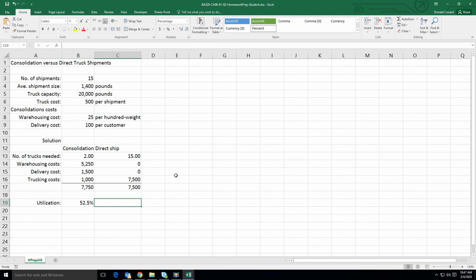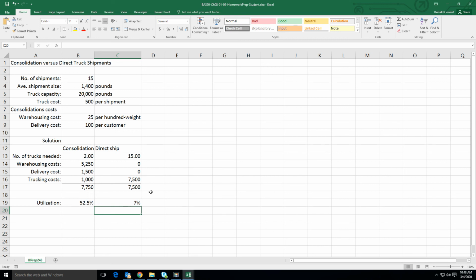For utilization in direct shipping, it's a little easier. We're just going to take the total pounds for each shipment, because we're just taking each shipment as it comes in and shipping it out. Place that over the truck capacity. We're using a different truck for every shipment. That gives us our 7% capacity.